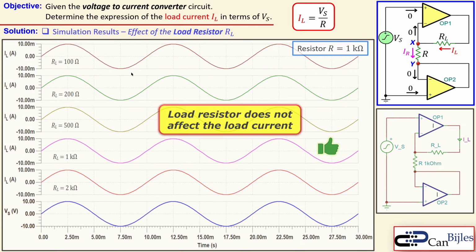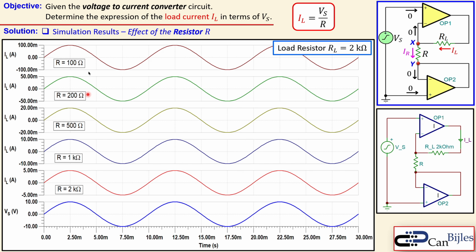Now let's also look at the effect of the setting resistor R. That will definitely affect the load current, because that is what we also say in our expression. Now we keep our load resistor here as 2 kilo ohms, and we will now change this setting resistor R. Here are the results. So we have the load resistor 2 kilo ohm, that's set. And now we are changing, going from 100 to 200, etc., all the way to 2 kilo ohm for the resistor R. Now you can see from this equation that if this R is increasing, then the load current must decrease. It is actually what you see here.